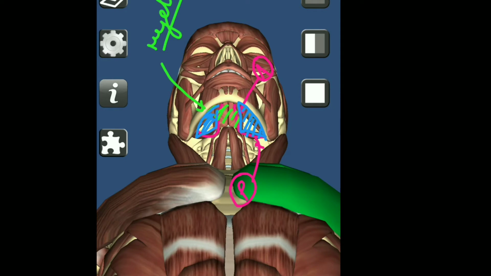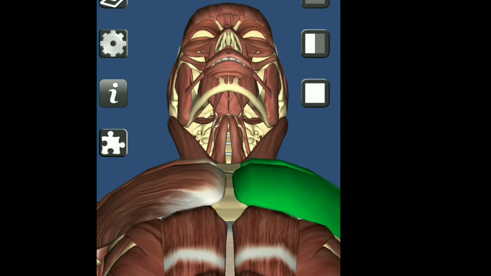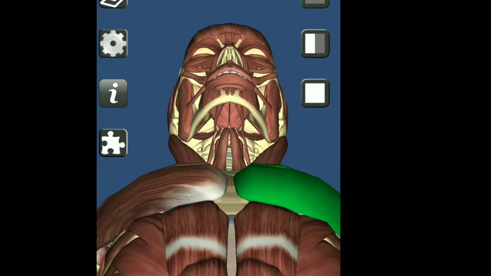So how can you describe the boundaries of submandibular triangle? Remember that the submandibular triangle is bounded anteriorly by the mandible bone. One side of the triangle is formed by the mandible bone and the remaining two sides by the anterior and posterior belly of digastric muscle.